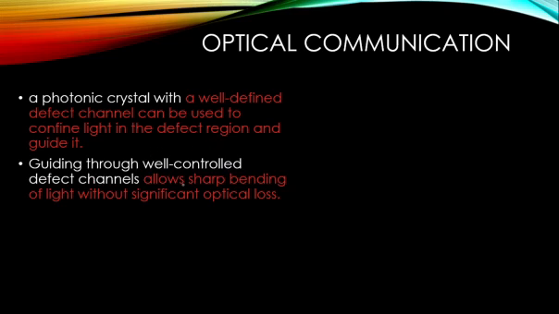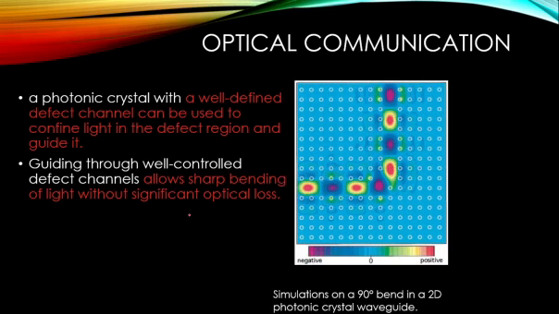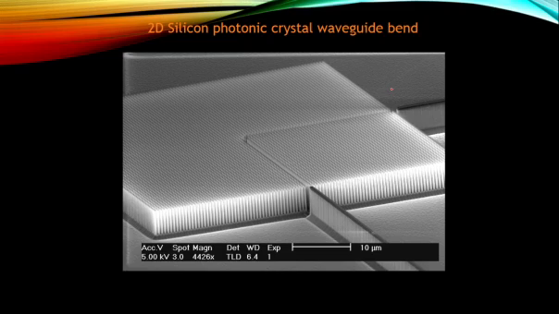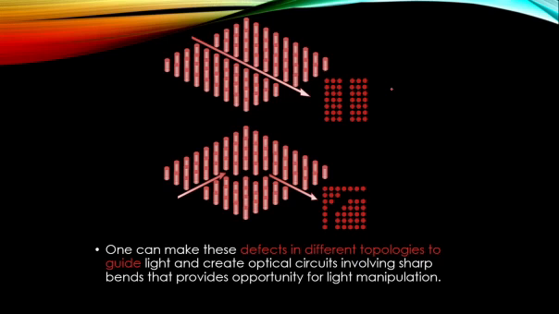So guiding through well-controlled defect channels allows sharp bending of light without any loss. Here you can see this is the region of the waveguide, and the light is propagating along the waveguide alone. It is not moving out of the waveguide. It is highly directed through the channel of the waveguide. Okay, so a 90-degree bend can be clearly visible. This is another depiction of how the light will be bent along the waveguide.